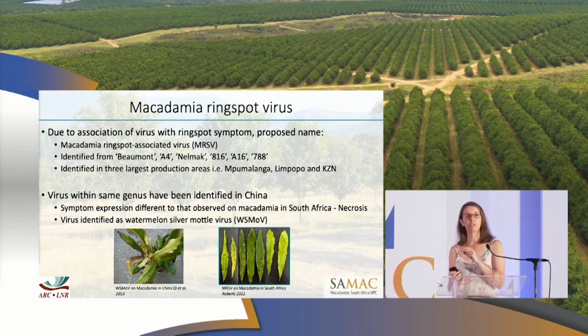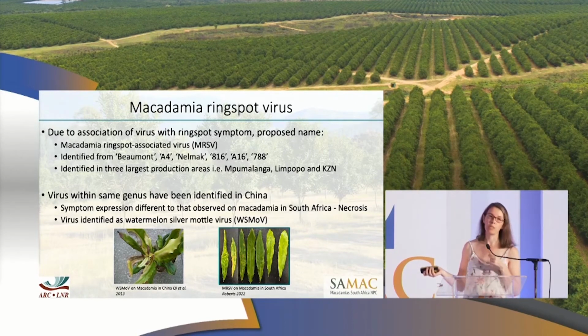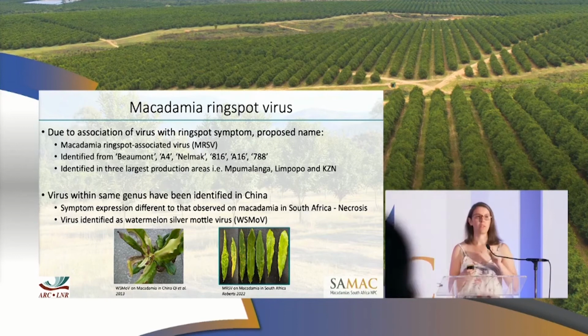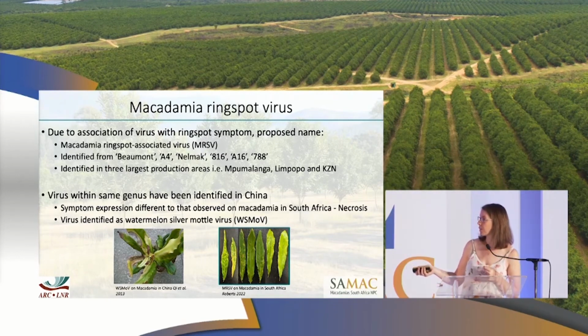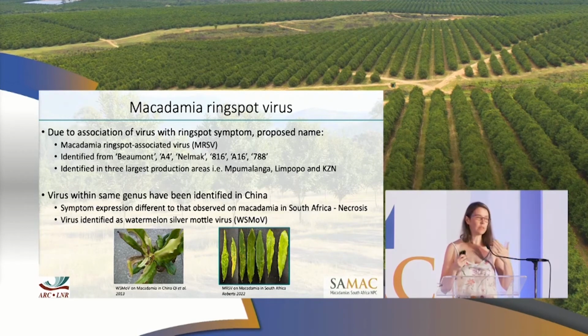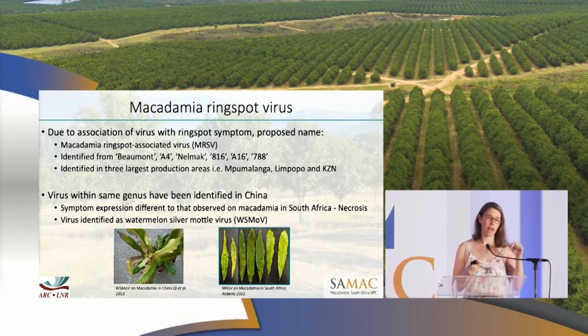However, the symptom expression that is cited within this article is different to our ring spot symptom, which we found for our virus. And they also identified the virus as a known virus, or a virus that has already been described and is known as watermelon silver mottle virus. And the symptoms associated with the virus in China is actually this chlorotic symptom with some necrosis as well. I went back to some of the viral reads that we generated for the data that we had, and I could actually not find this specific virus in our data reads.